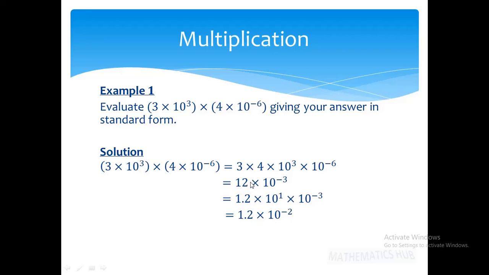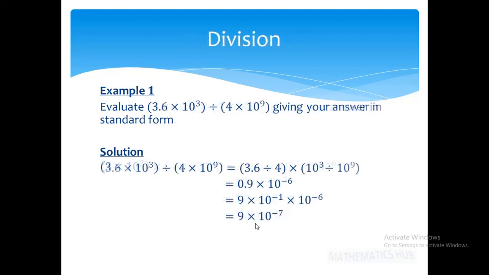But this is not in standard form because this 12 is greater than 10. So we want to write 12 in standard form. When we write 12 in standard form, we are going to move our comma 1 place to the left. And then we have 1.2 times 10 to the power 1. And then we multiply that by 10 to the power minus 3. When we simplify that, we have 1.2 times 10 to the power minus 2. Now this is in standard form because 1.2 is between 1 and 10.